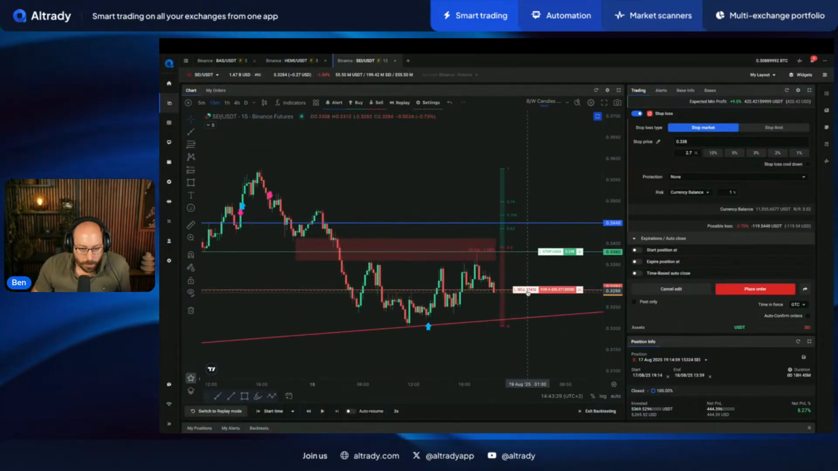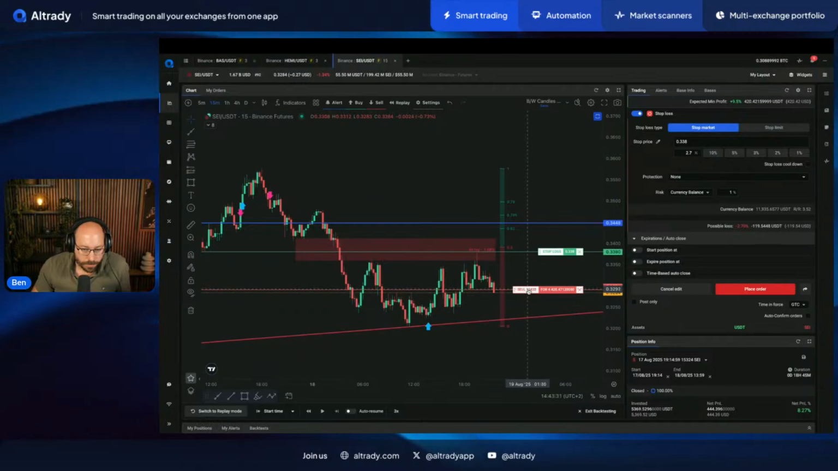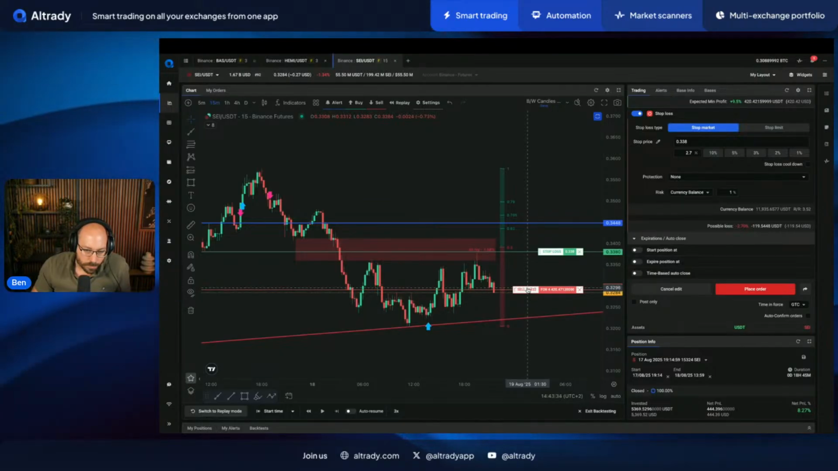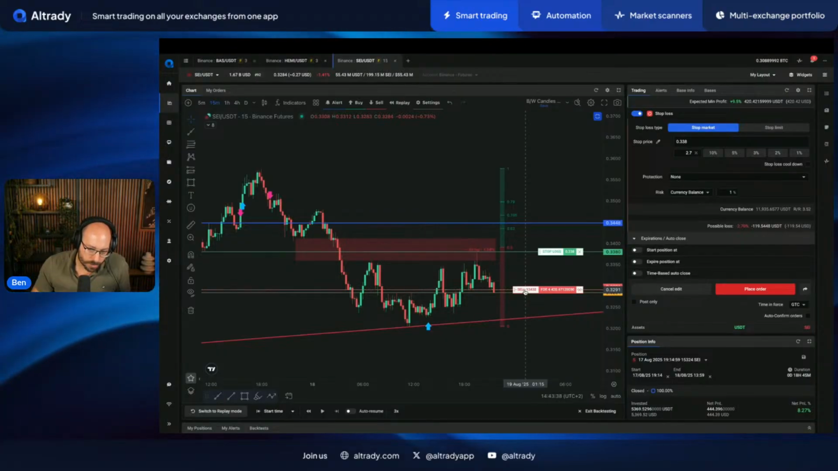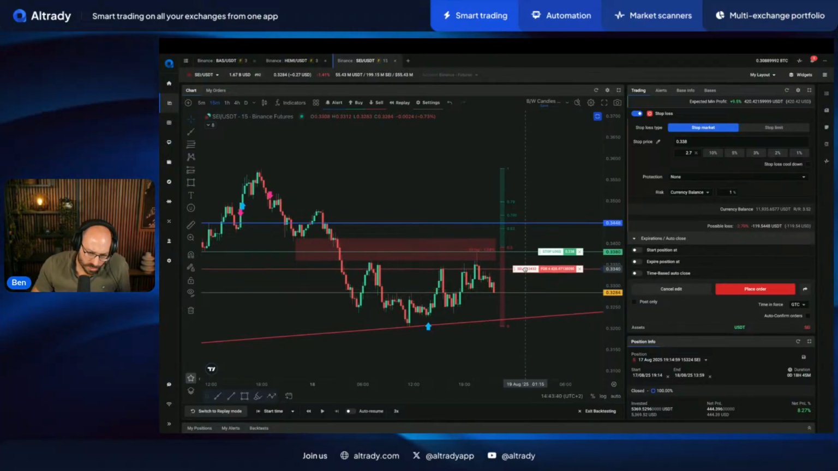But can we try and find a better entry? That's the question. Because I do like it if we can get a better entry on this one, somewhere like this, which is a fair value gap.